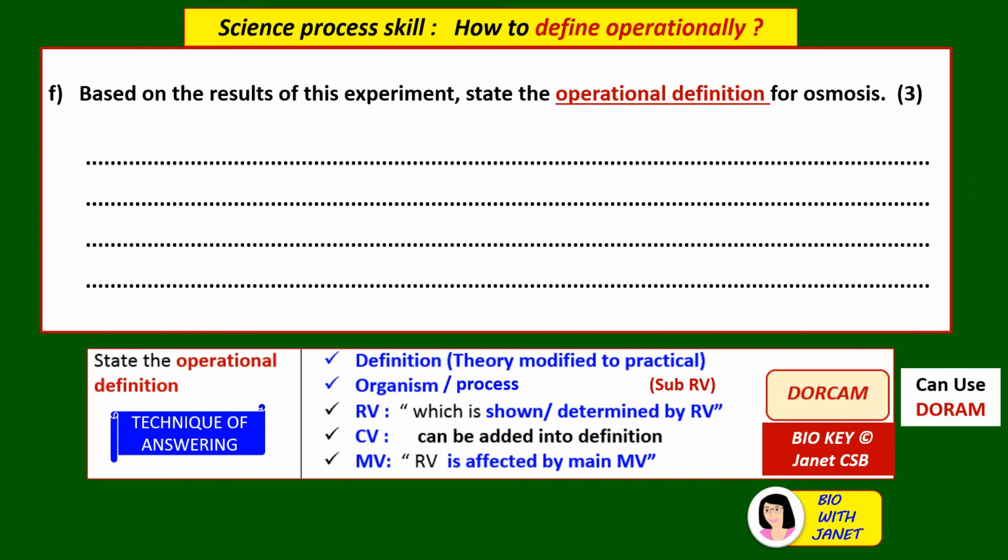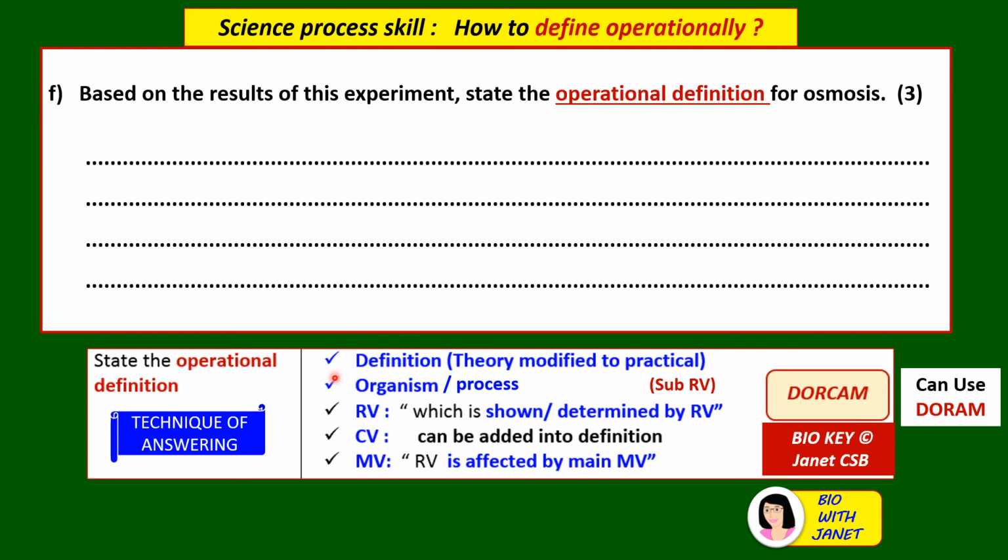Right, the last question here: how do we define a term operationally? This is another science process skill. Based on the results of this experiment, state the operational definition for osmosis. In this case, the term that we have to define operationally is osmosis, right? 3 marks. This question on operational definition is usually more challenging for students. Students find some difficulty answering this, but actually it's very easy if we know the technique of answering, right?